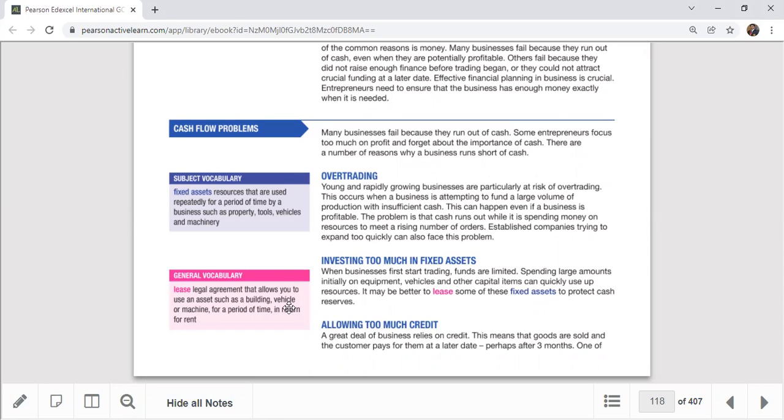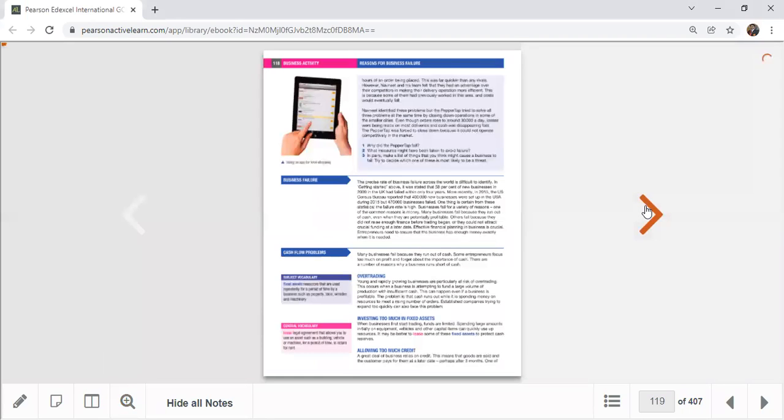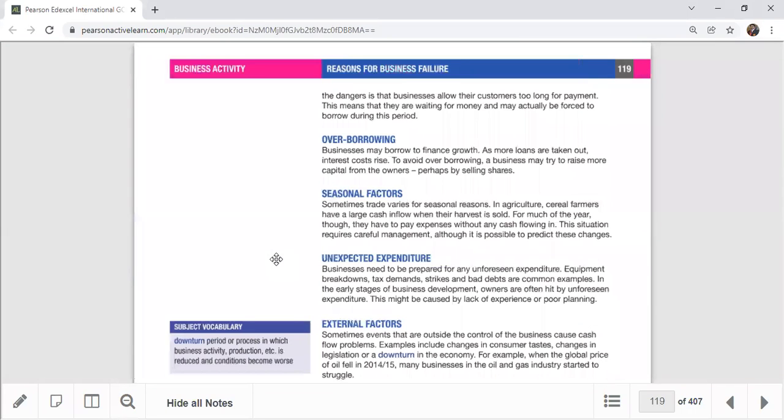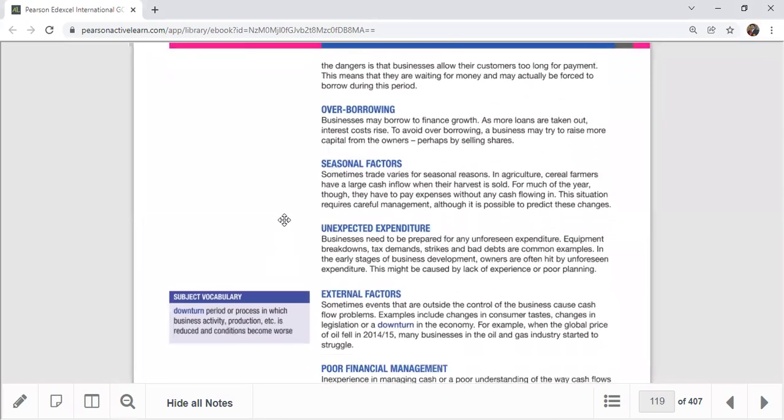Without purchasing by paying 100% cash, you might be able to invest in fixed assets through leasing options or hire purchase options, or go for installment-basis payment plans. So if you invest in fixed assets without going for those, that's a main reason for business failure. And we talk about allowing too much credit to customers. Credit sales are very common in business organizations. Allowing too much credit and the lack of credit control is another reason. And moreover, over-borrowing.